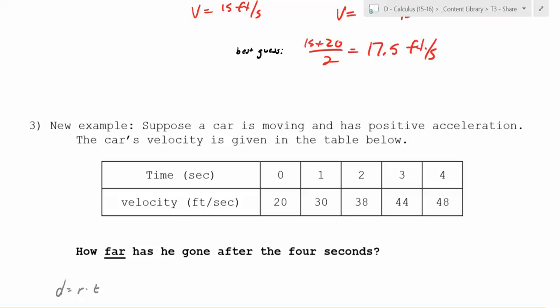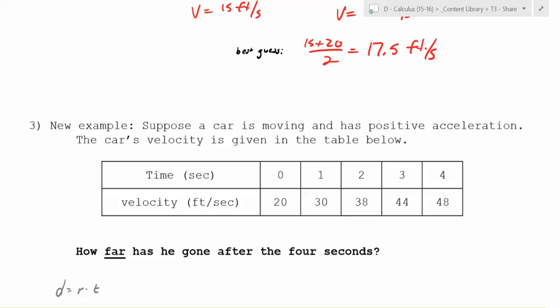1, 1, 1, 1. Does the interval have to be 1? No, we could measure this in tenths of a second or whatever. Even intervals are generally what you want to see. What do I mean by even intervals? It's constant. The rules of calculus work with uneven intervals, but what happens to the mathematics? It gets really, really annoying. So because you can choose intervals, if you can, choose even intervals.